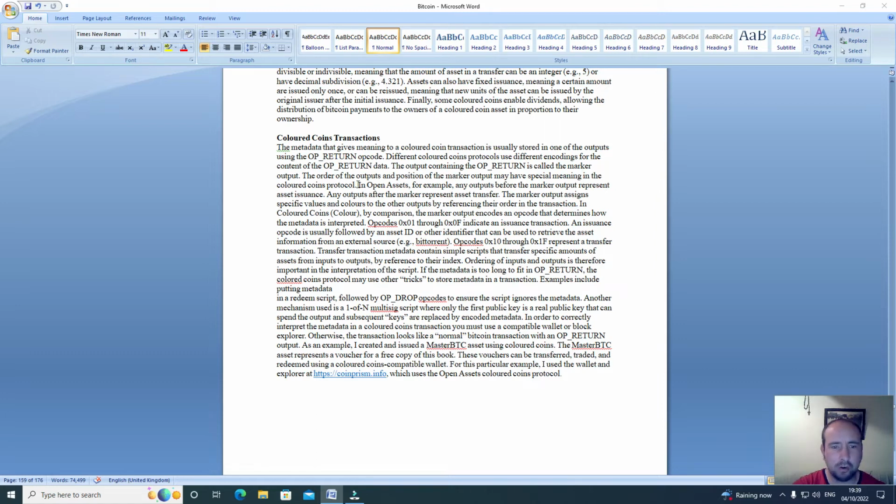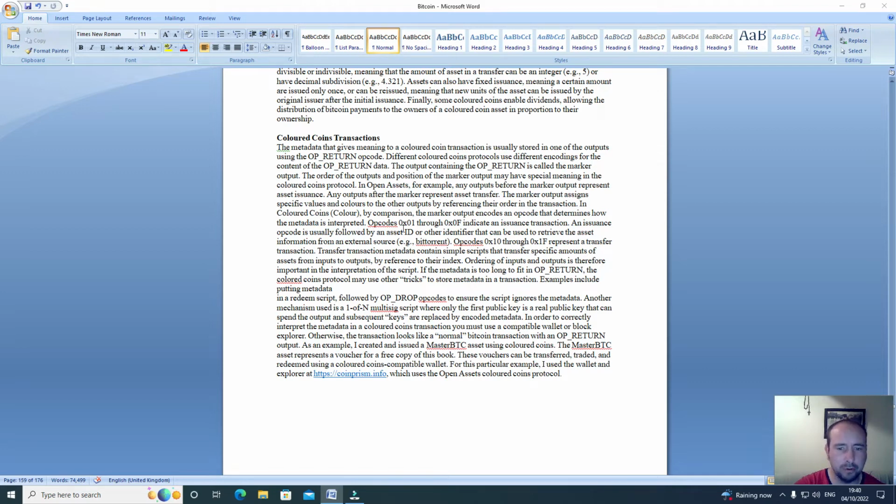marker output. The order of the outputs and position of the marker output may have special meaning in the colored coins protocol. In Open Assets, for example, any outputs before the marker output represent asset issuance. Any outputs after the marker represent asset transfer. The marker output assigns specific values and colors to the other outputs by referencing their order in the transaction.